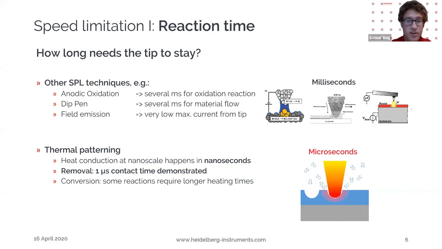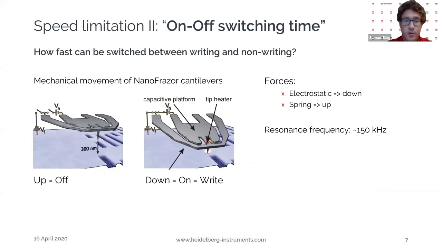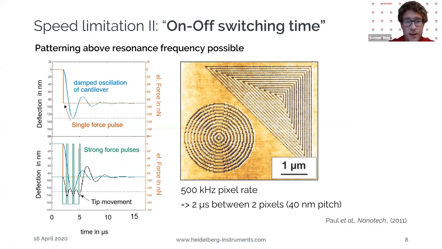So the reaction is not a limiting thing. The question is how fast we can switch our cantilever on and off. You can see that the resonance frequency of our cantilever is in the range of 150 kilohertz, and that's basically the speed at which we can turn it on and off, running at the resonance frequency. The cool thing is that we can even pattern above the resonance frequency. Once we get the cantilever in contact and actuate, you can see how the cantilever oscillates into its static position. But if we actuate with faster and stronger pulses, we can even operate above this frequency, which is here 500 kilohertz.